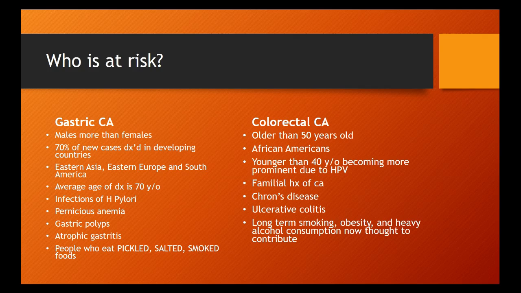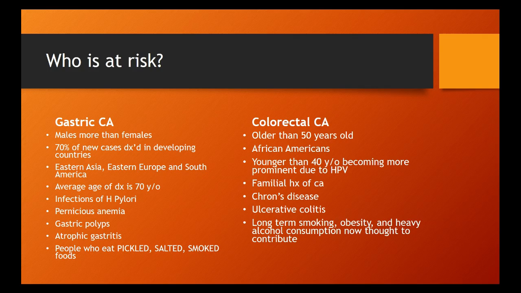Average age of diagnosis is 70 years old. So that's kind of important to remember. 70% of new cases are diagnosed in developing countries, and you're usually a lot older when you get diagnosed, around 70. We want to think about infections of H. pylori when we're thinking about gastric cancer, and also pernicious anemia, polyps, gastritis. And then this is important: people who eat pickled, salted, or smoked foods. Also charbroiled foods.